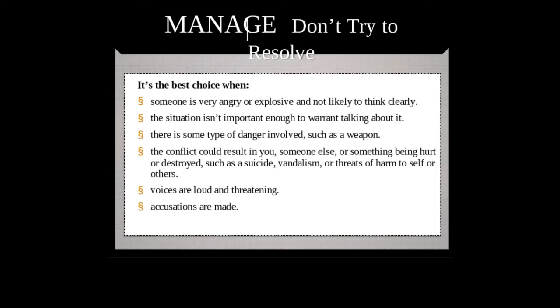So if someone's very angry or explosive and not likely to think clearly, we've seen this. I always like to think of the little kid who's having a temper tantrum and they're pounding their fists on the floor. There's no way in this situation that person's going to be able to think clearly. So this is when we need to walk away. The situation isn't important enough to warrant talking about it.